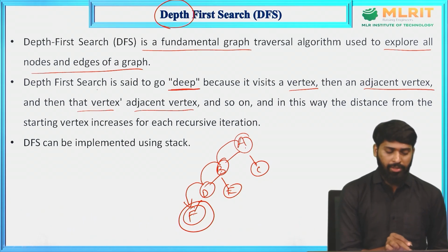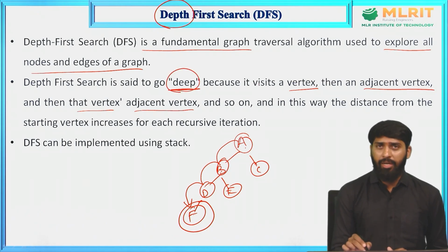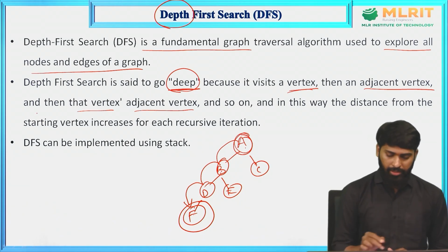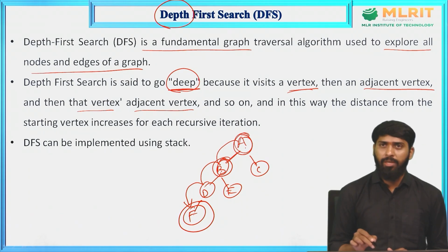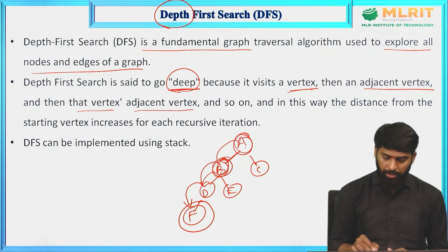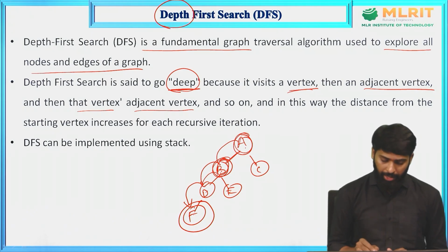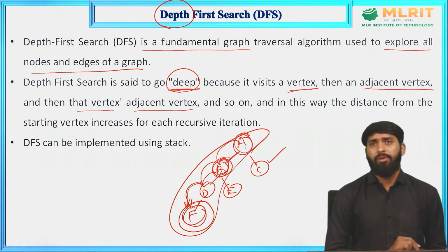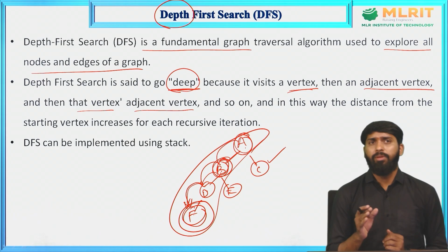So DFS, depth first search, is said to go deep because it visits a vertex. For example, if I visit A, then the adjacent vertex from A is B. So A to B I traverse. Then again you traverse from B to D, as D is the adjacent vertex to B here. Again from D to F. Now F is the adjacent vertex to D, so you visit F here. If you observe, this is the deep path here from A to F. After that we visit C here. That's why we call this algorithm depth first search.